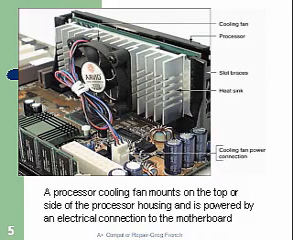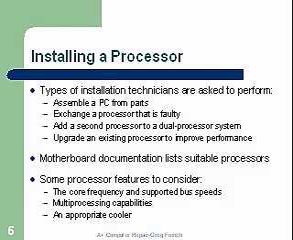Installing a processor. Types of installation. Technicians are asked to assemble a PC from parts, exchange a processor that is faulty, add a second processor to a dual processing system, or upgrade an existing processor to improve the performance. The motherboard and documentation list the suitability of these processors. So you always need to look at the motherboard to see what CPUs or processors it can handle.